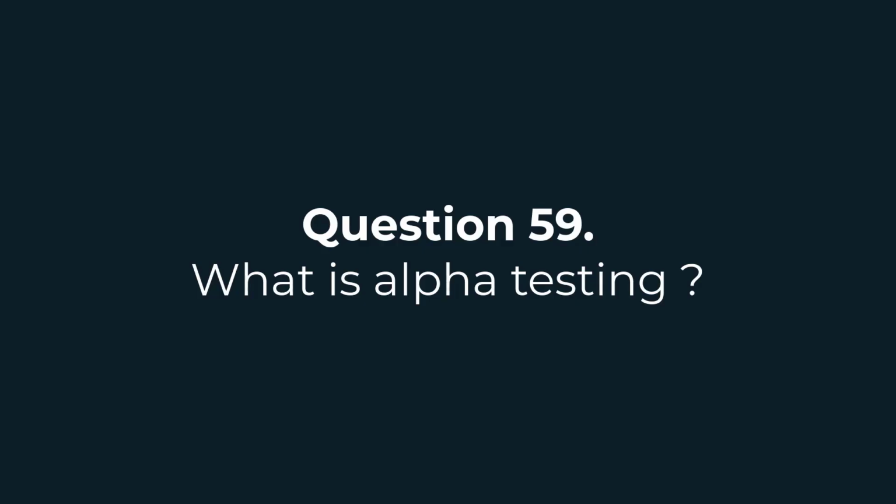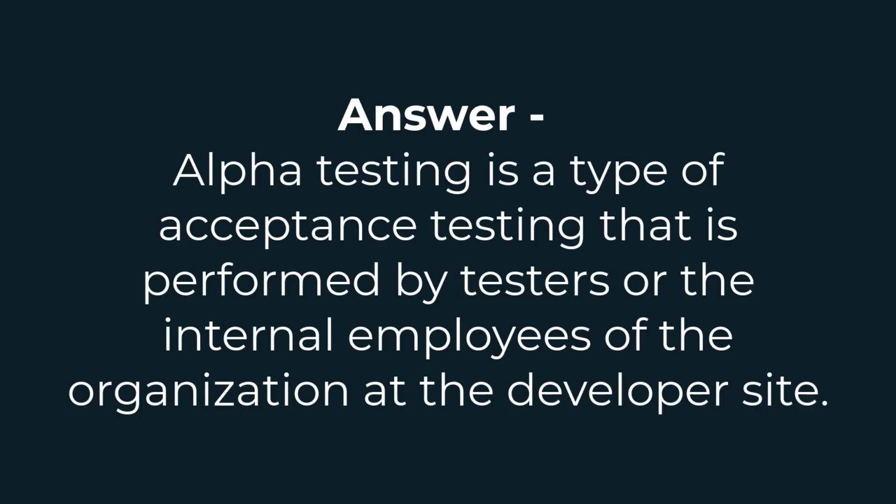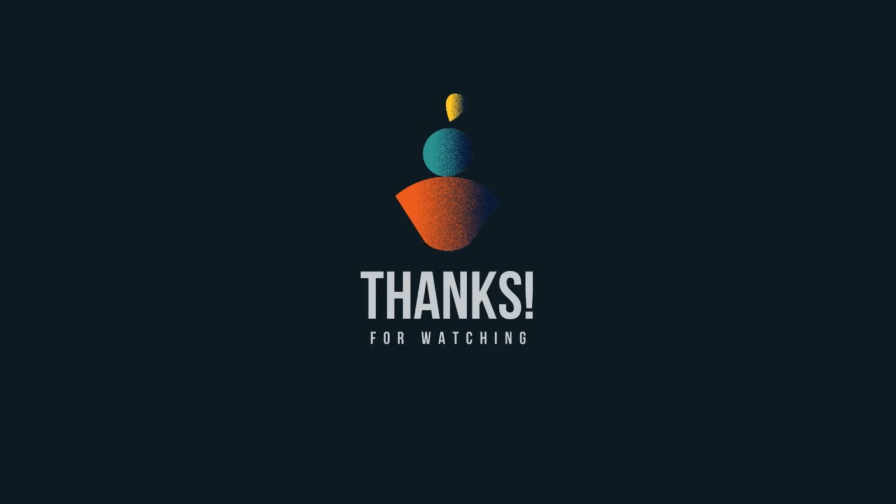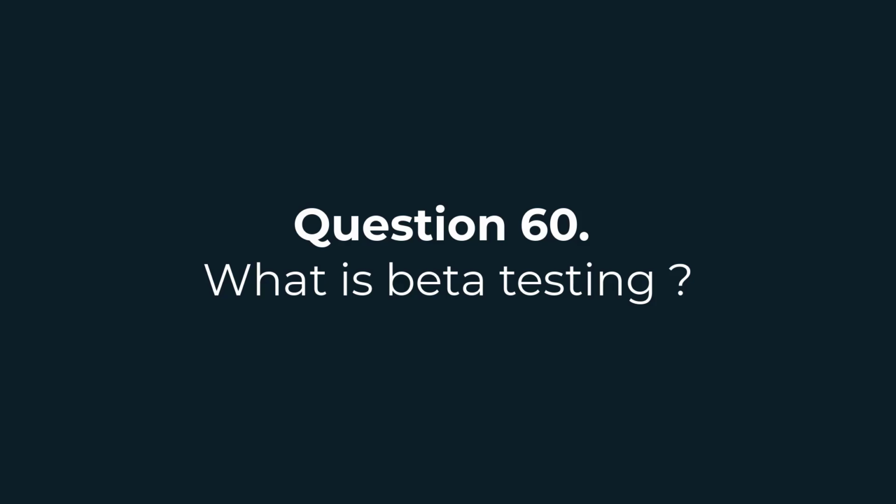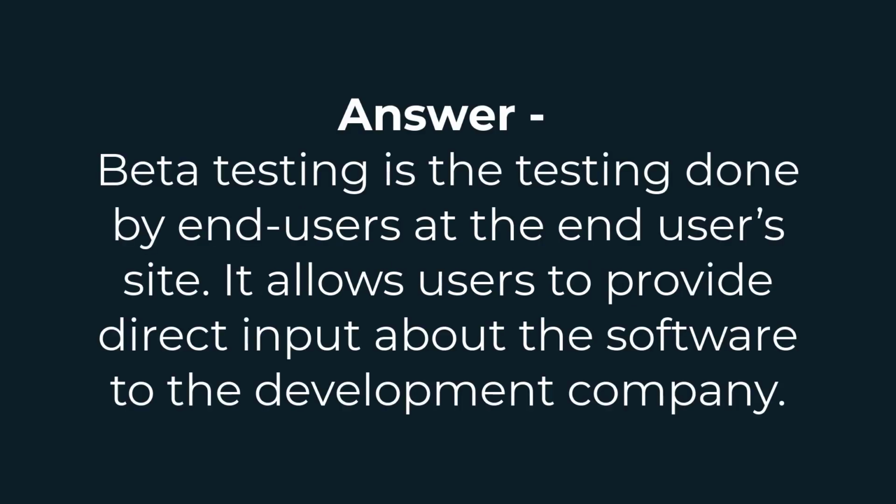Question 59. What is alpha testing? Answer. Alpha testing is a type of acceptance testing that is performed by testers or the internal employees of the organization at the developer site. Question 60. What is beta testing? Answer. Beta testing is the testing done by end users at the end user's site. It allows users to provide direct input about the software to the development company.